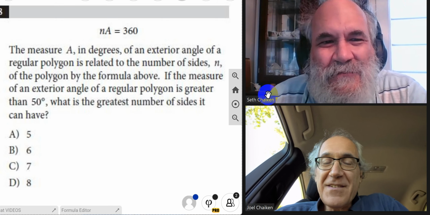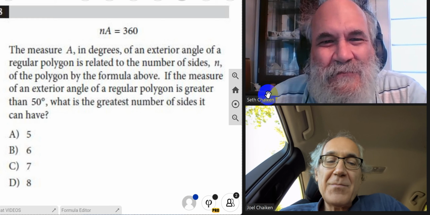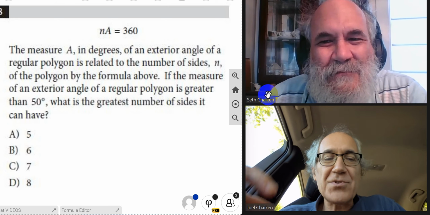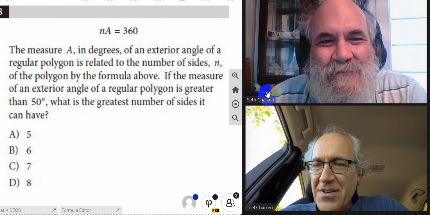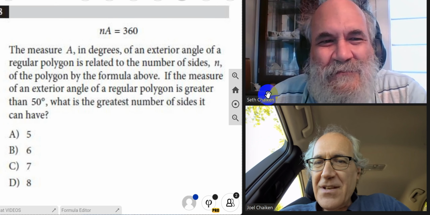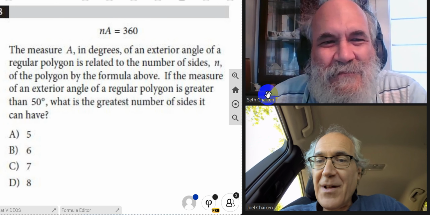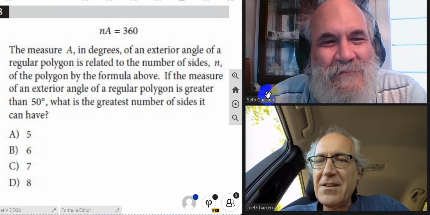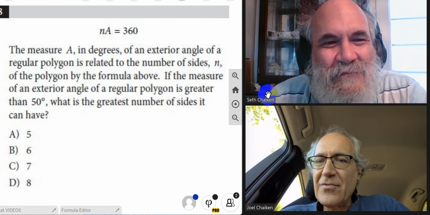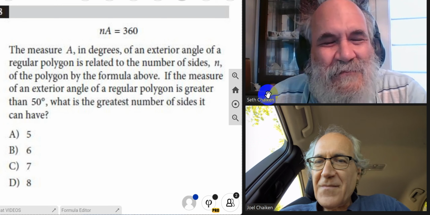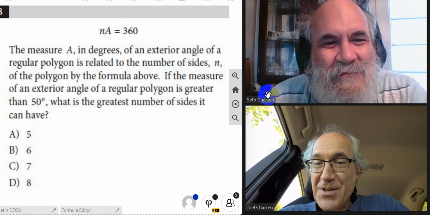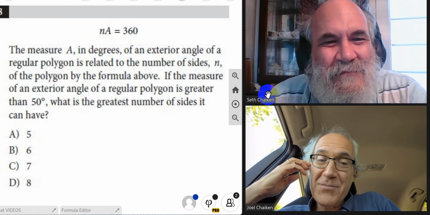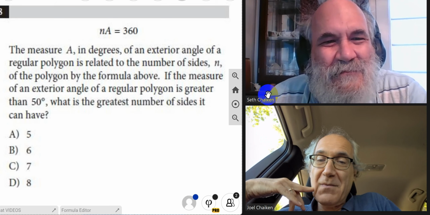So here's one. This is a fun one because I haven't looked at it yet. So I'm doing it cold, which is exactly the way you do it when you take the test. You're given a formula: the measure A in degrees of an exterior angle of a regular polygon is related to the number of sides n by the polygon formula above. If the measure of an exterior angle of a regular polygon is greater than 50, what is the greatest number of sides it can have? Right now, I am totally confused. I haven't digested this problem.